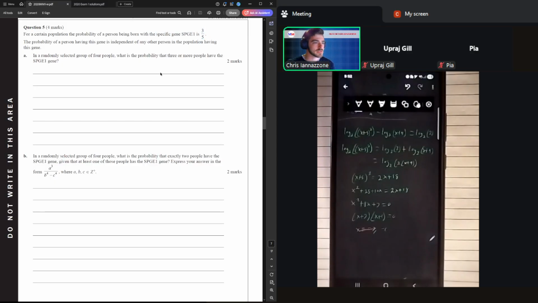Probability of the gene, 3 out of 5. Gene is independent. Group of 4 people. These are all leading to one specific kind of probability type. Once you're able to identify what probability type it is, figuring out how to create a probability equation becomes quite easy, especially considering it'll be on the formula sheet.